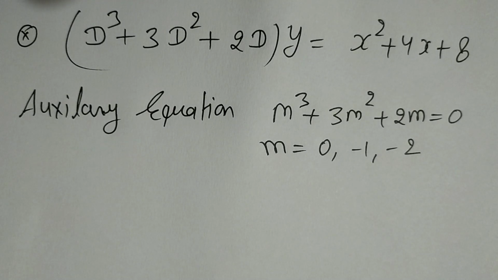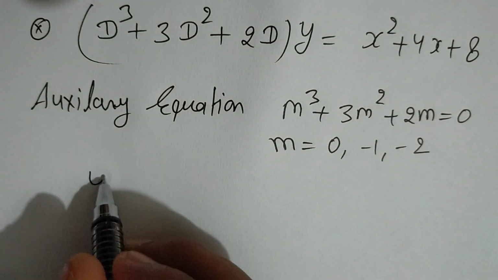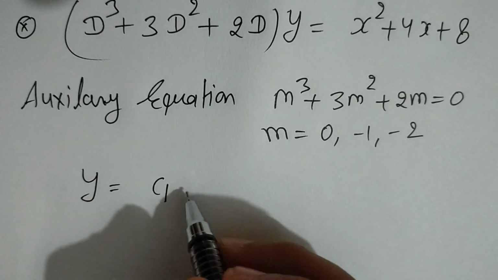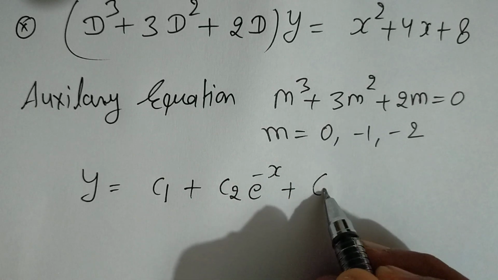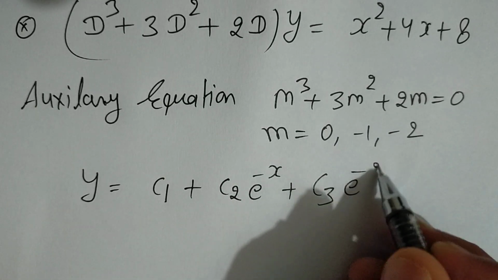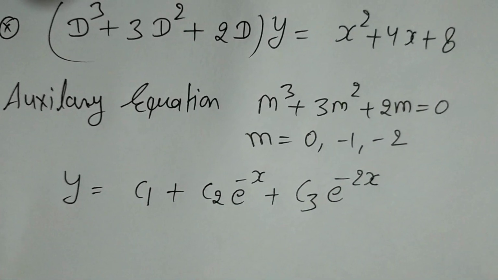d cube y plus 3 d square y plus 2 dy equal to x square plus 4x plus 8. So auxiliary equation will be m cube plus 3m square plus 2m equal to 0. So we have the three roots, 0, minus 1, minus 2. So your complementary function y will be c1 plus c2 e power minus x plus c3 e power minus 2x.